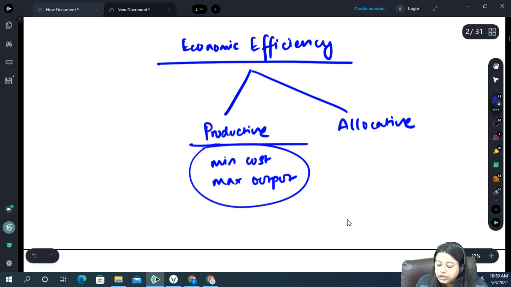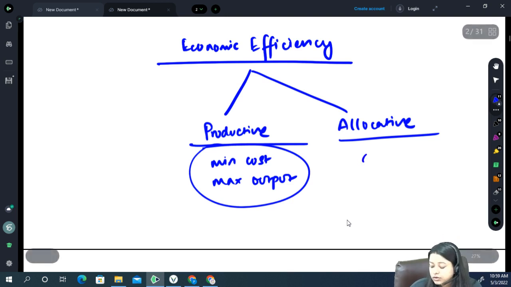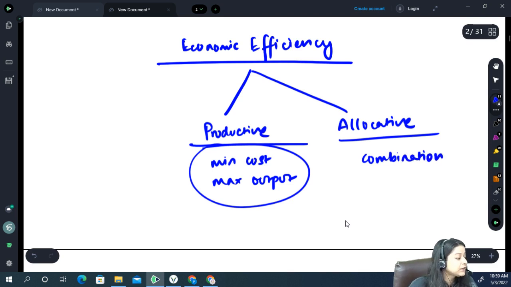This is productive efficiency. What is allocative efficiency? The word allocative means that my current combination of goods produced or sold gives me the maximum level of satisfaction. Maximum level of satisfaction.